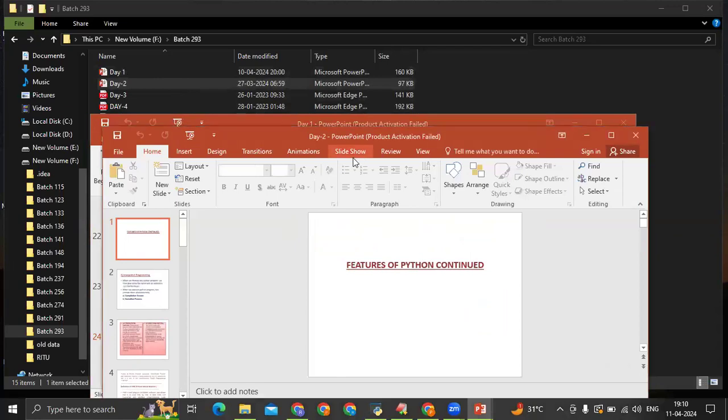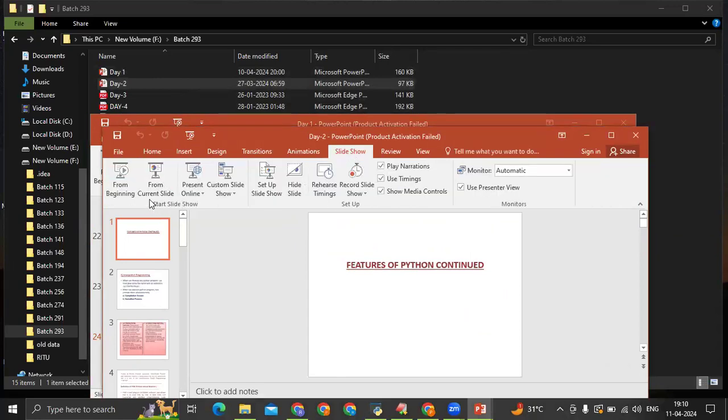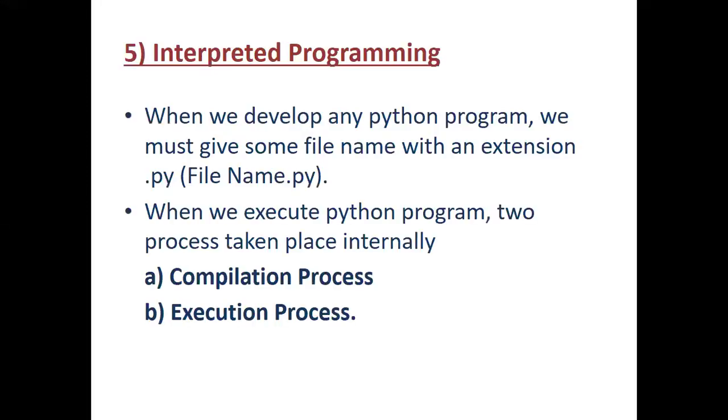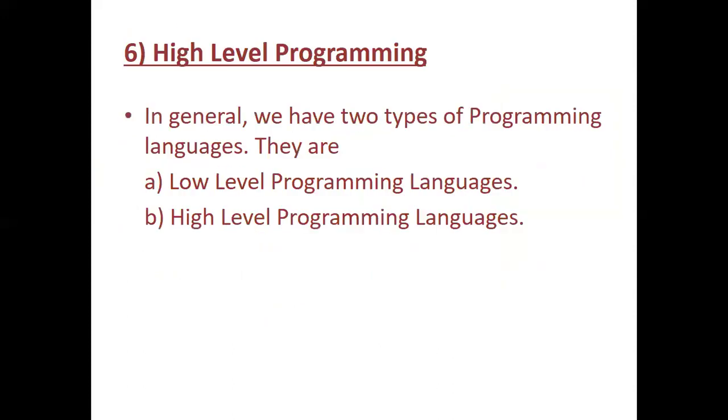Now, as we are discussing the features, let's proceed with the features again. Interpreted, we discussed. Next is high-level programming language. Why is it known as a high-level programming language? In general, we have two types of programming languages, students: one is the low-level programming language and the second is the high-level programming language.